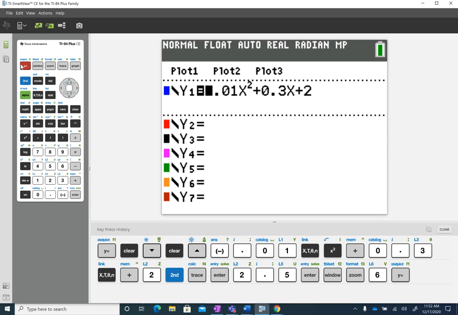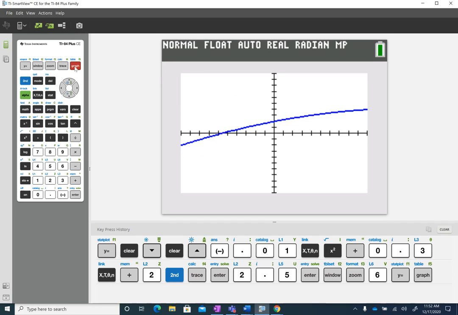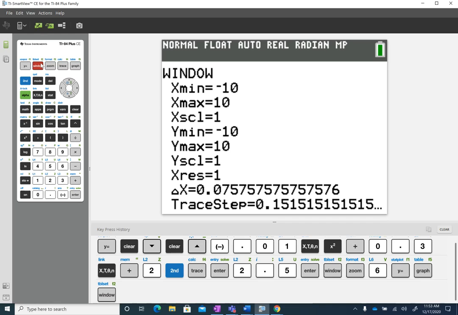In terms of the graph, if I press the top right graph key, I may or may not see what I expect to see. It all depends on the window. I know based on the picture that I gave you, it's supposed to look like an upside down quadratic. It kind of does, but not exactly. So if you want to fix that, you are going to press the window button.